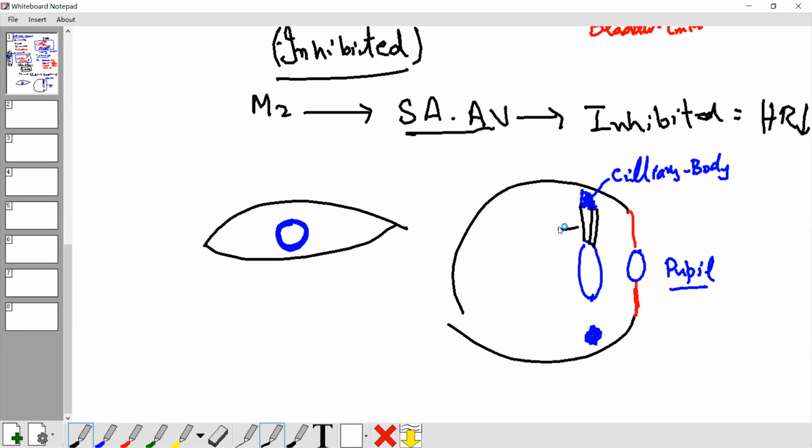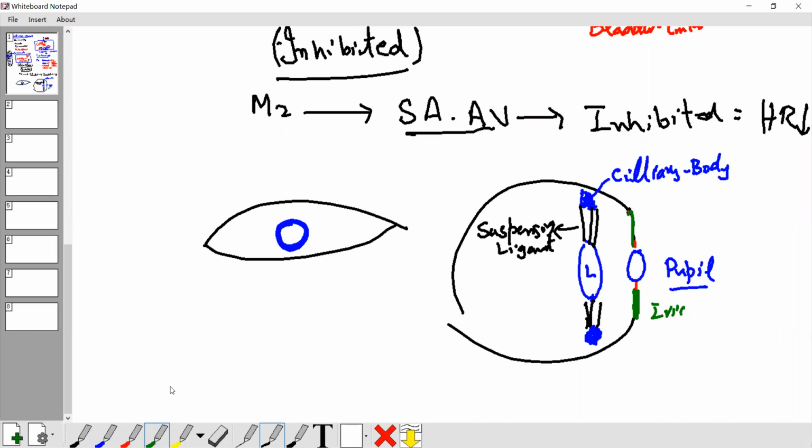What is this? This ligament is known as the suspensory ligament. Suspensory means to hold something. These are suspensory ligaments. One more thing, the lens. This is the pupil, so the pupil is present between. What is this structure? Iris.